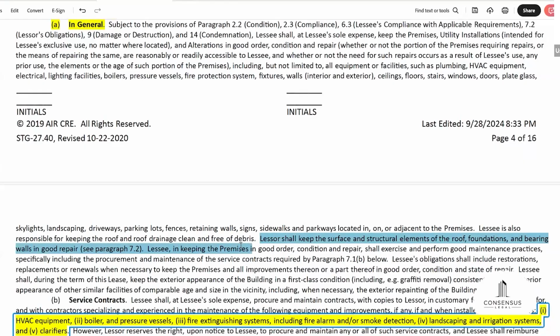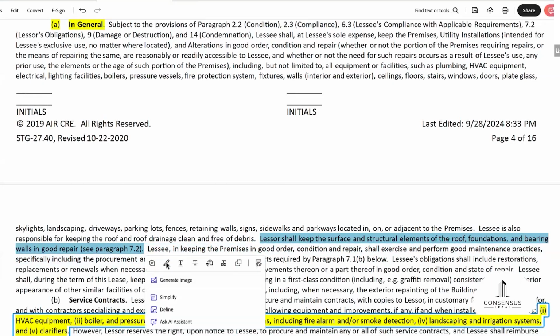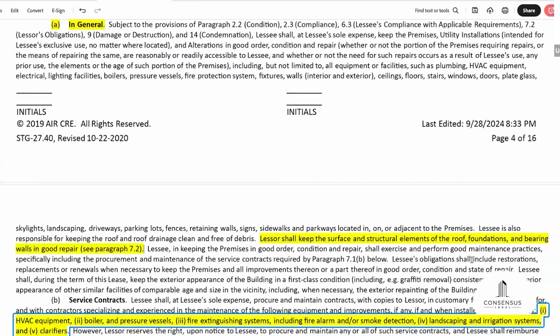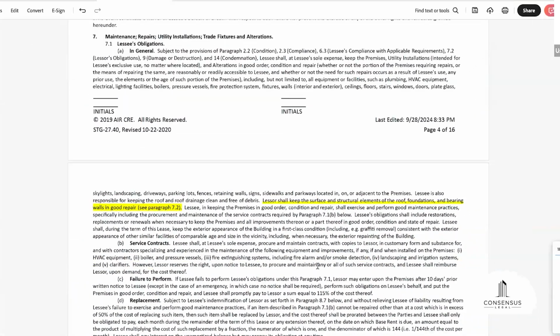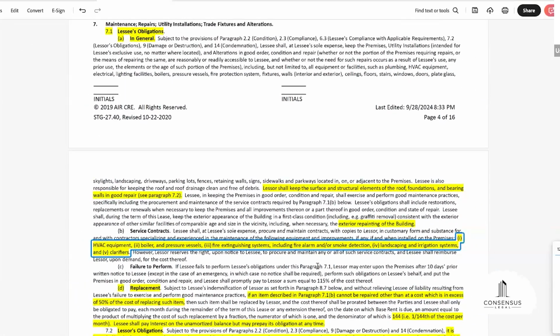One of the differences is here. This just clarifies: lessor shall keep the surface and structural elements of the roof, foundations, and bearing walls in good order and good repair. And it references paragraph 7.2. And lessee is also responsible for exterior repainting of the building. So we're just about at that 20 minutes. I'm going to mention just a couple of details that we'll get into.